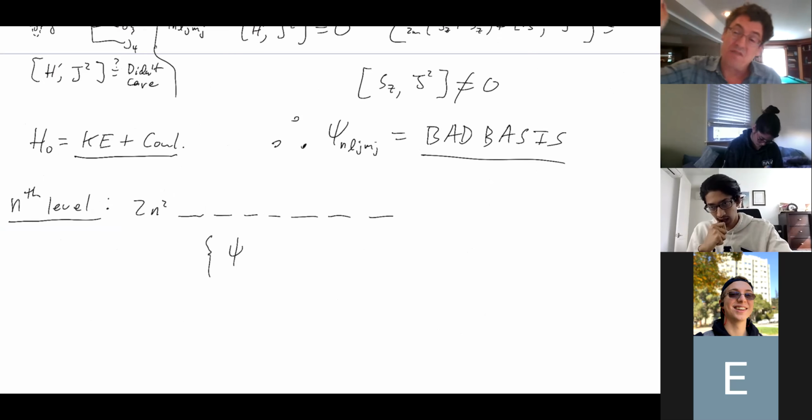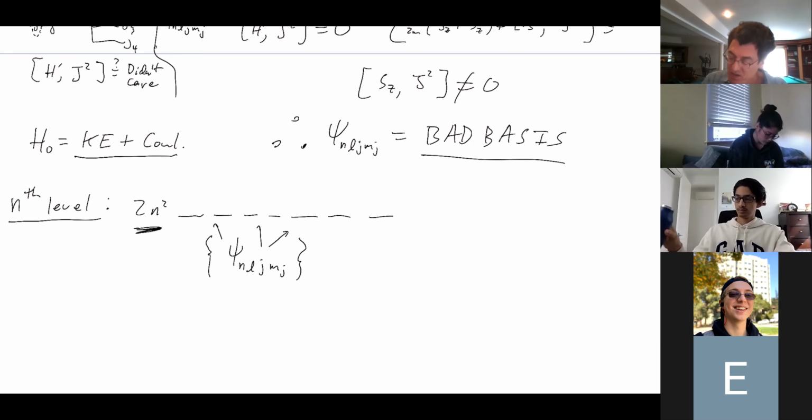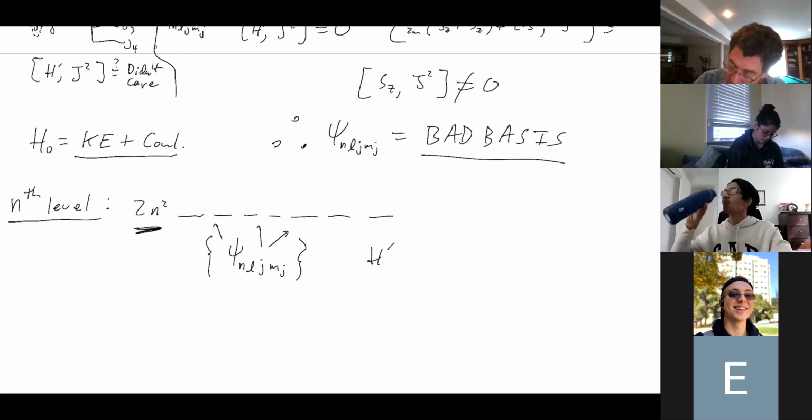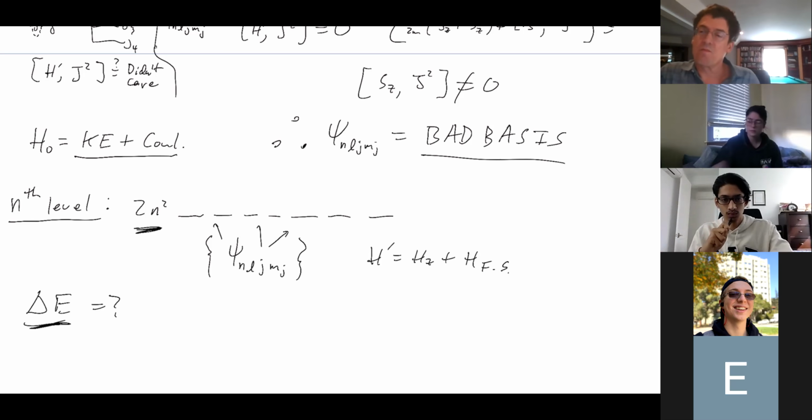Now we can keep whatever basis we want. Let's just write it down in the J basis: n, l, j, m_j. It's a bad basis, but we can write out all the states in this basis. There's 2n squared of them. And we have this perturbation, H prime, equal to the Zeeman plus the fine structure. What do we do? How do we find the delta E? What do we do?